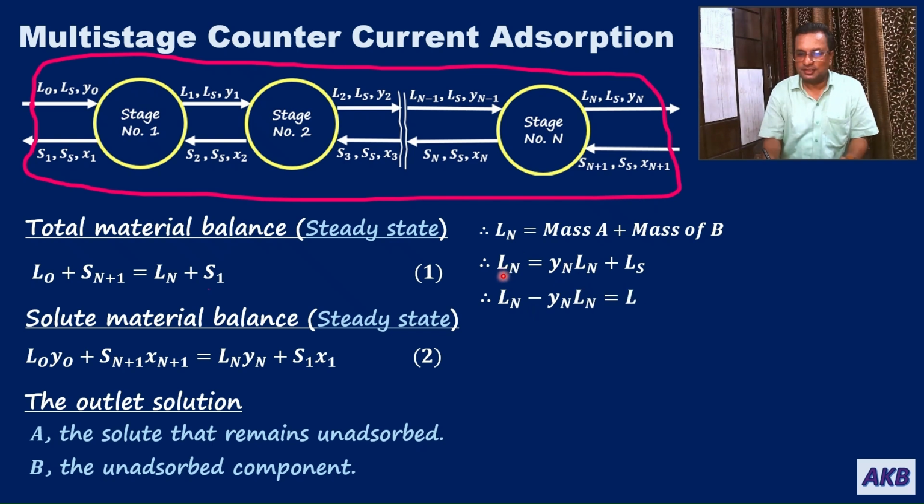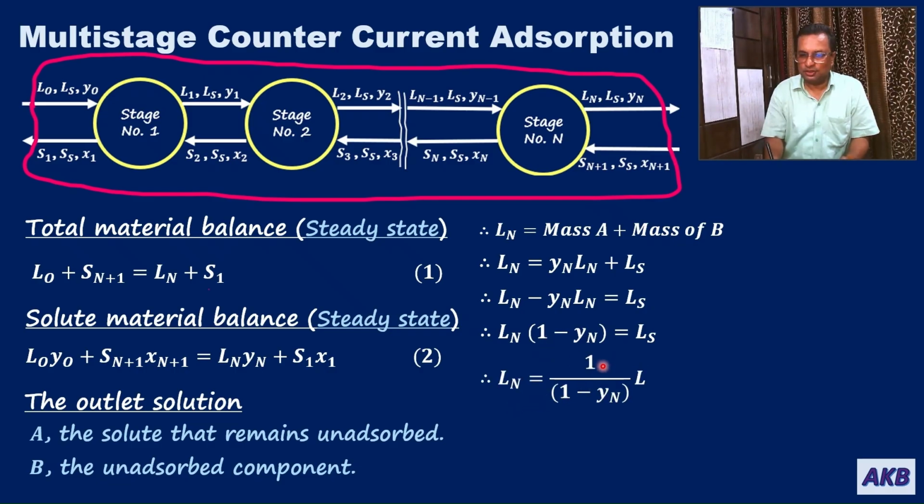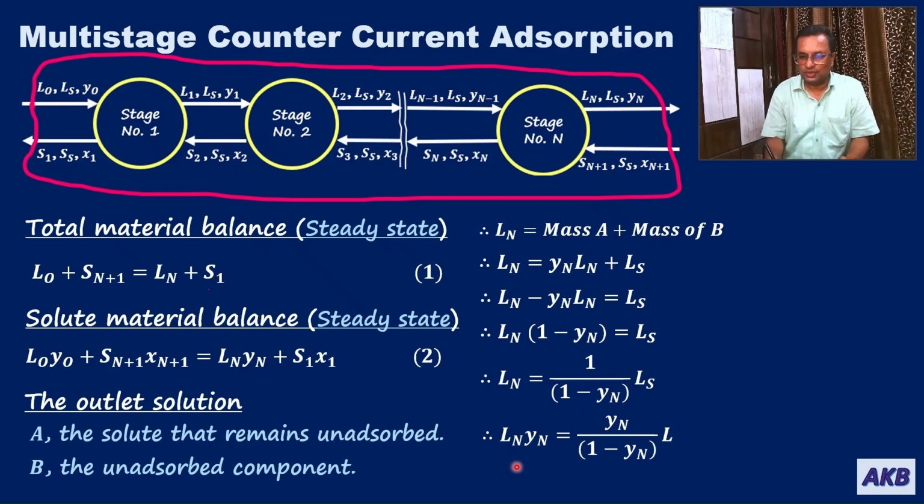So I will bring this term to this side. So it will be Ln minus yn into Ln is equal to Ls. Then Ln can be taken out as a common term. So it will be Ln into 1 minus yn, that is equal to Ls. Then I bring this term on this side. So it will be Ln is equal to 1 upon 1 minus small yn, that is into Ls. Then on both the sides I will multiply with small yn.